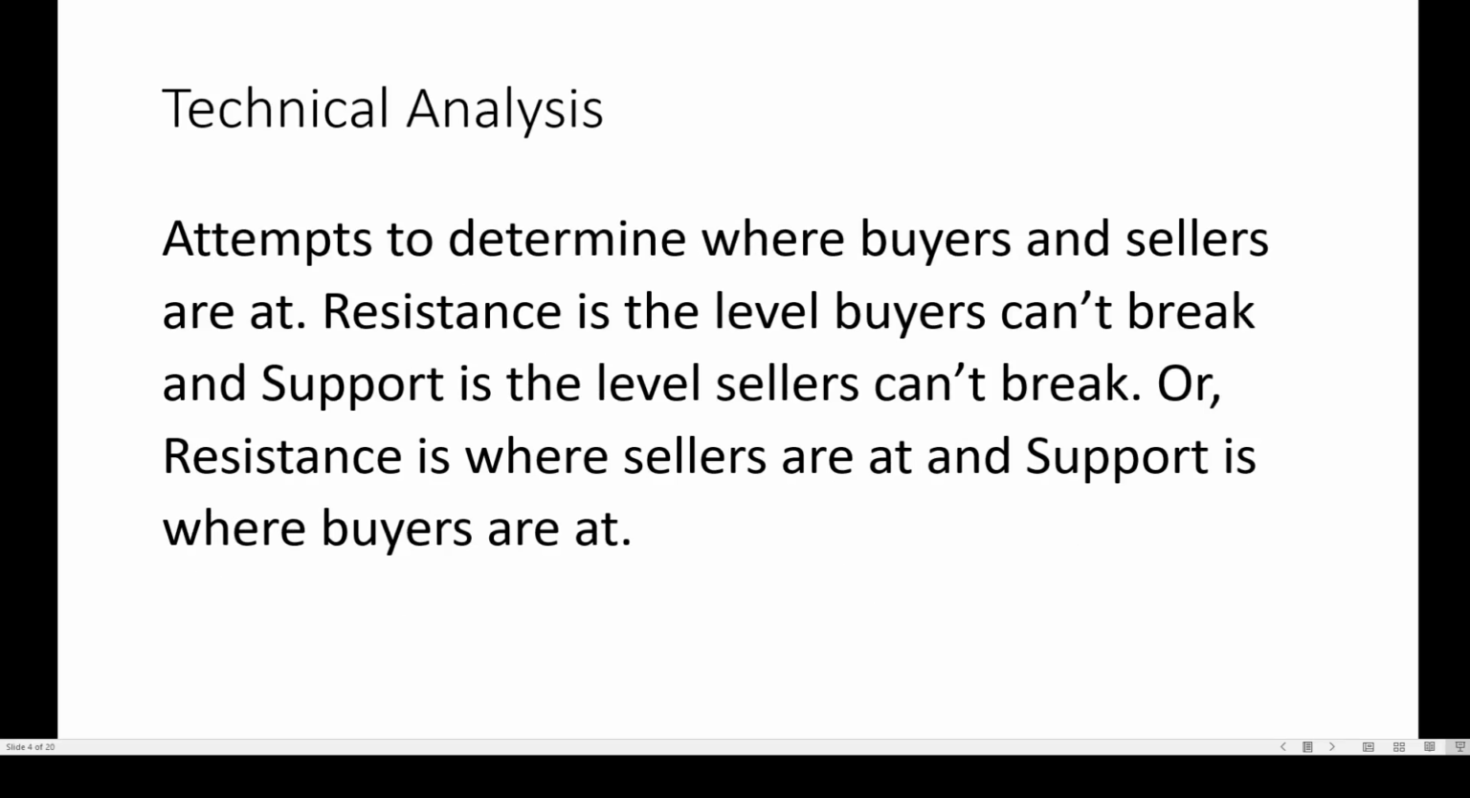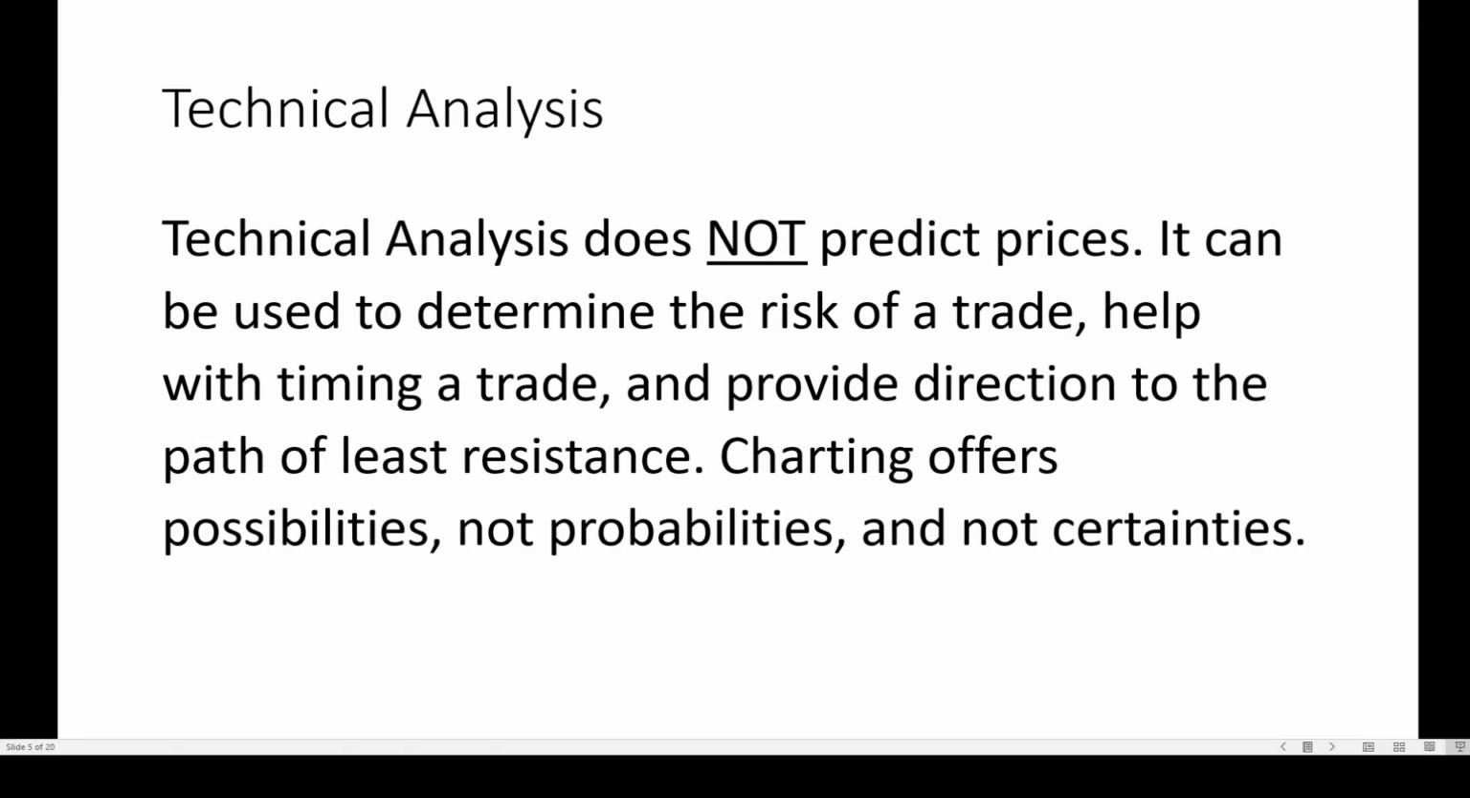Technical analysis attempts to determine where buyers and sellers are at. Resistance is the level buyers can't break, and support is the level sellers can't break, or resistance is where sellers are at, and support is where buyers are at. Technical analysis does not predict prices. It can be used to determine the risk of a trade, help with timing a trade, and provide direction in the path of least resistance. Charting offers possibilities, not probabilities, and not certainties.